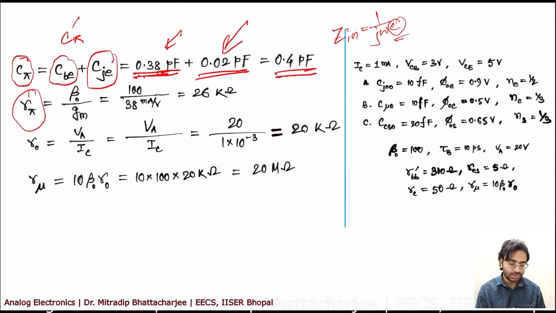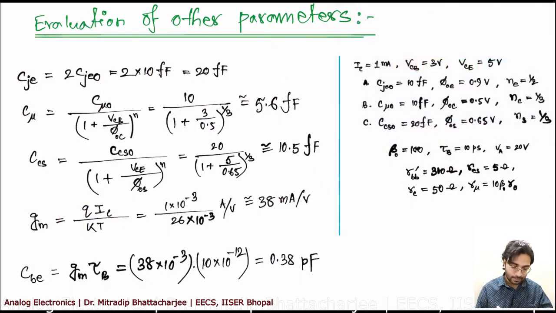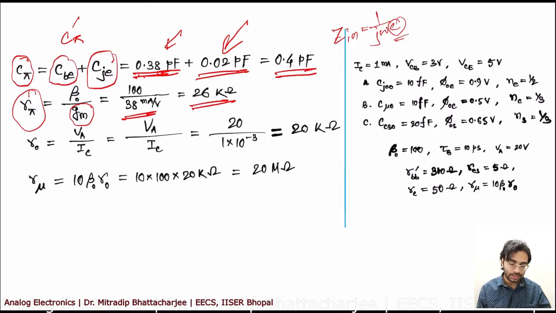It is beta 0 by GM, right? So beta 0 given, GM you have calculated, so it is 26 kilo ohm. Now see, this is a function of GM, and if you see here, GM is a function of IC, right? GM is a function of IC. So biasing current is very important. It is also going to influence your input resistance. Okay. So it is 26 kilo ohm.